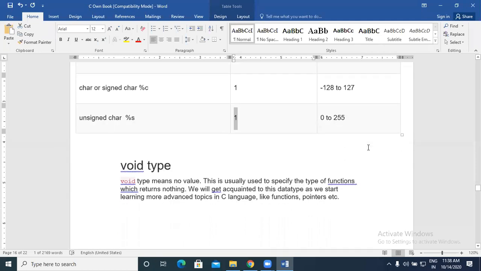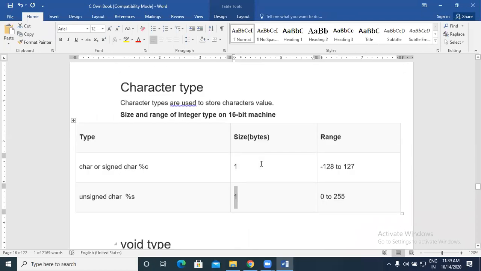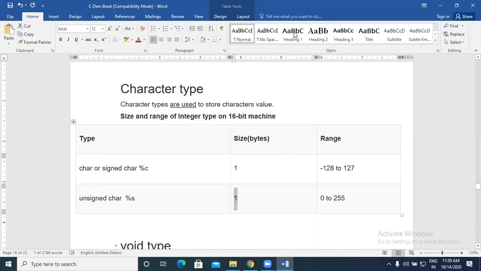And void, already we discussed, that is also void main. Void is a type meaning no value. Here the values are not there. This is usually used to specify the types of functions which return nothing. We will get acquainted with this data type as we start learning more advanced topics in the C programming language, like functions, pointers, etc. So void main and void data types both are different. So here I conclude with the data types which are available in the C programming language.